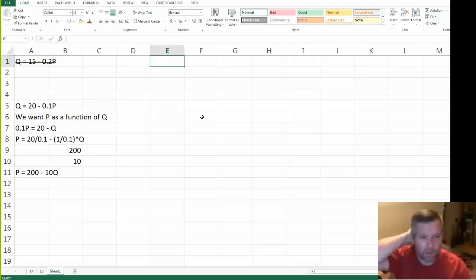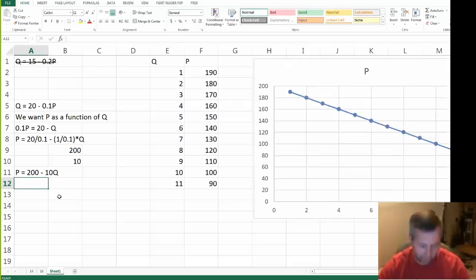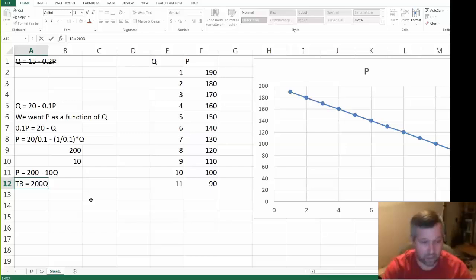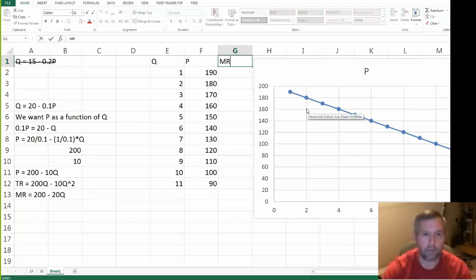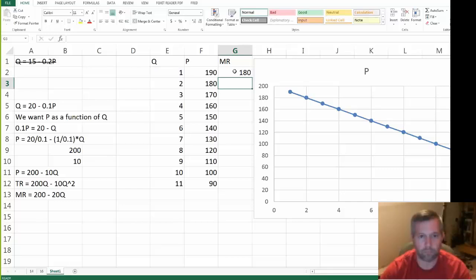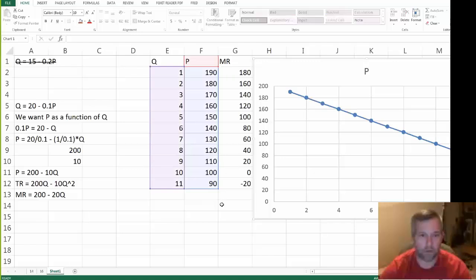So then if you had values of P's and Q's, if this is a monopoly, then I probably want a marginal revenue curve. Total revenue would be 200Q minus 10Q squared, because I'm going to multiply the P equation by Q. So that marginal revenue is just the 200 again minus 20Q. And I'll make an MR equation. Graph that, that should work.